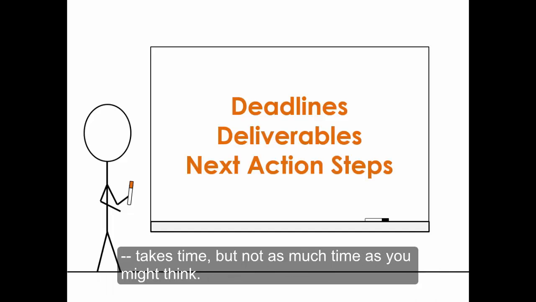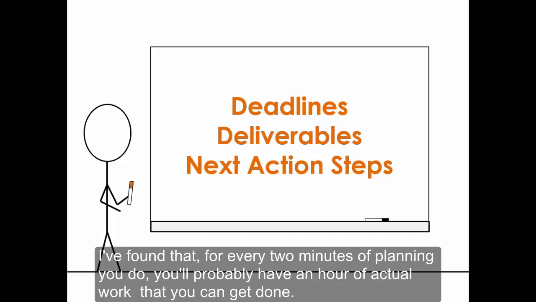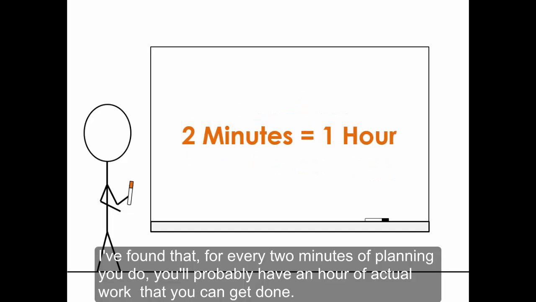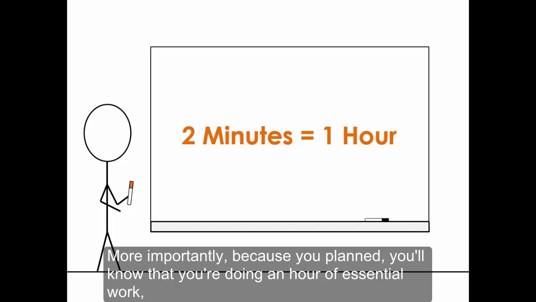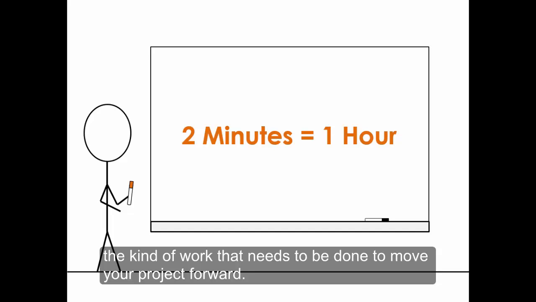Going this extra step, breaking the project down into subprojects, then assigning deadlines, deliverables, and next action steps, takes time, but not as much time as you might think. I found that for every 2 minutes of planning you do, you'll probably have an hour of actual work that you can get done. More importantly, because you planned, you'll know that you're doing an hour of essential work, the kind of work that needs to be done to move your project forward.